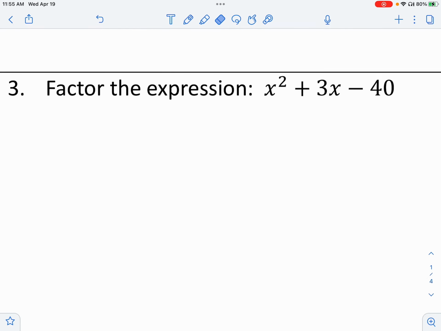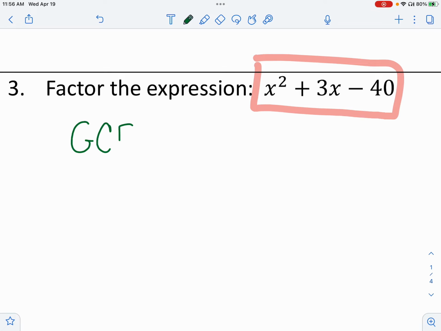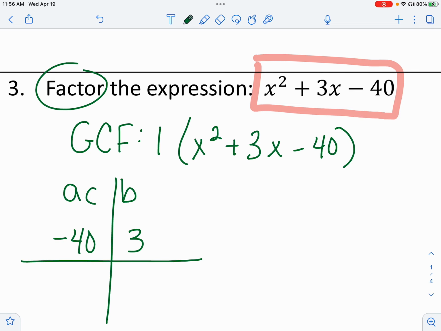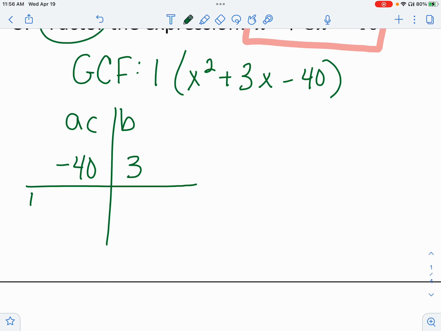Number 3, factor this expression. So there is a GCF when we factor here. The GCF is 1. By taking a 1 out, it changes absolutely nothing. Now, we have just reviewed the ACB chart. AC is negative 40 and B is 3. 1, 2, 3, 4, and 5. It is going to be in this list. It's not 1 because when we divide and add, we get negative 39. It's not 2 because when we divide negative 40 by 2 and add that answer, we get negative 18.